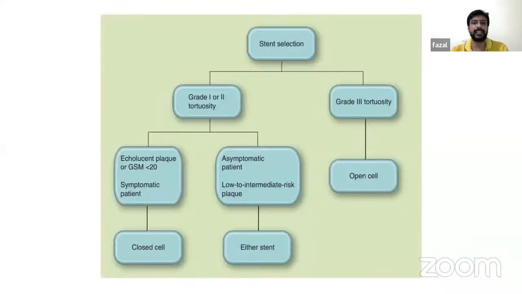So how do you select a stent? It should be predominantly dependent on the grade of tortuosity. So if at all you have a grade 1 or 2 tortuosity, then you take the patient.